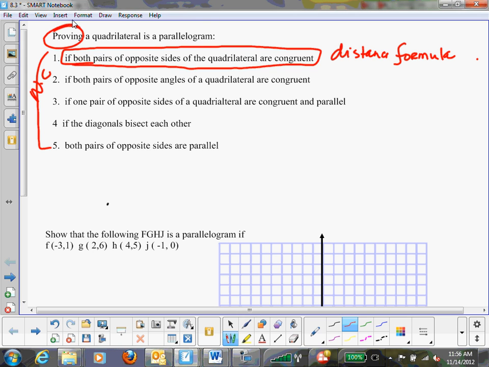If I'm going to show that opposite sides are congruent, then I have to use the distance formula. Does that make sense? All right. If both pairs of opposite angles are congruent, well, I can't really prove that. But maybe it'll show it.